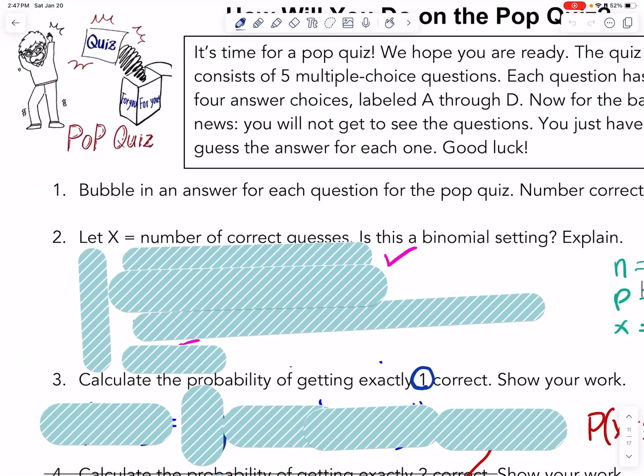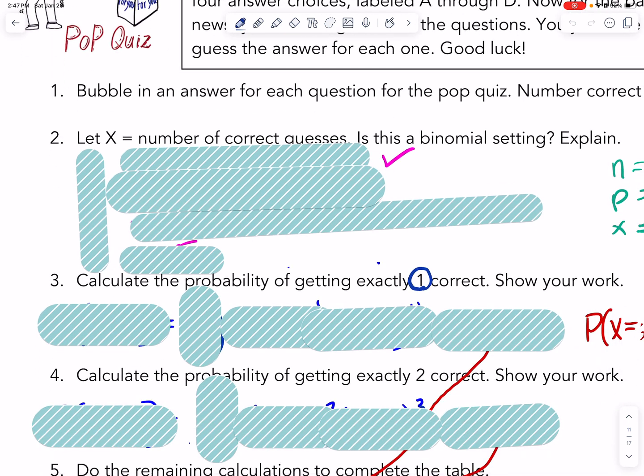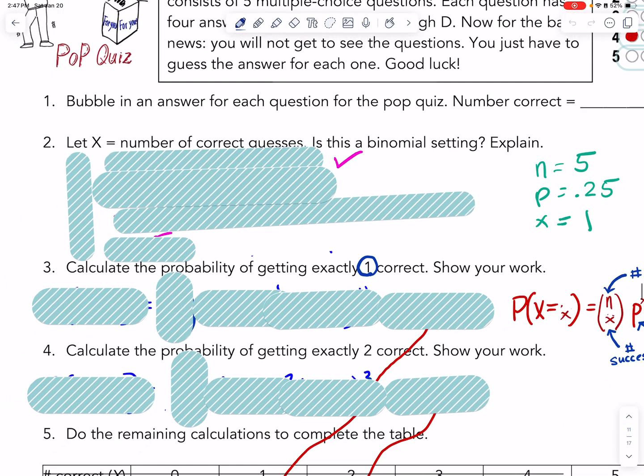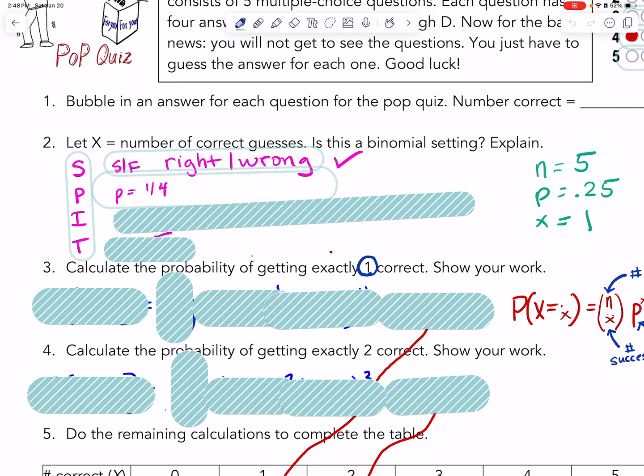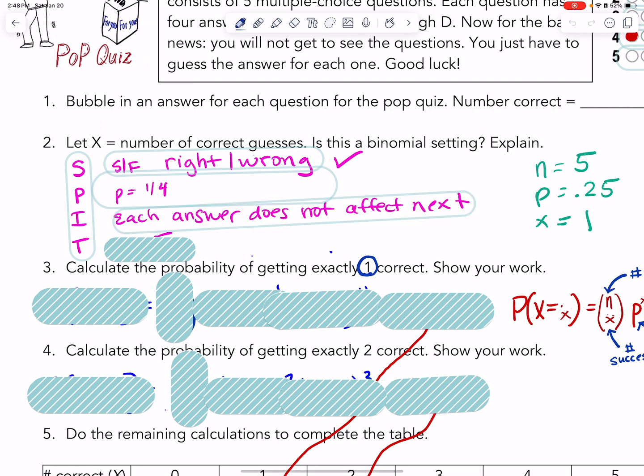And then I want you to see, is this a binomial random variable? Is this a binomial setting? We're going to use SPIT. First of all, success, failure. Could I get it right or wrong? Yes. Probability the same? Yes. I have a 1/4 probability of getting any of them correct. Each is independent because one answer does not affect the next, and I have a set number of trials, which is 5.